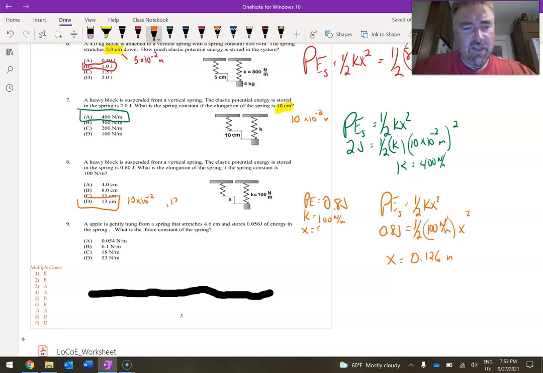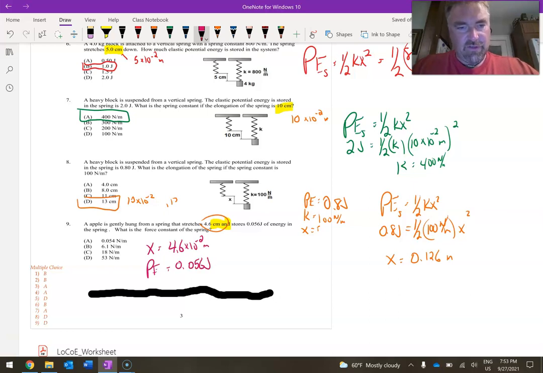All right, and our last one, an apple is gently hung from a spring that stretches 4.6 centimeters. Okay, so again, we've got that centimeters piece. I'll highlight it just because I bet that's what we've been doing before. So let's change that over. Let's go to maroon on this one. So we got 4.6 times 10 to the negative second meters. That's my X. And we know the potential energy is equal to 0.056 joules. Okay, and so we're looking for our spring constant, or force constant. Notice they use the term force constant here instead of spring constant. They're interchangeable, it's the same thing. So we're looking for K.